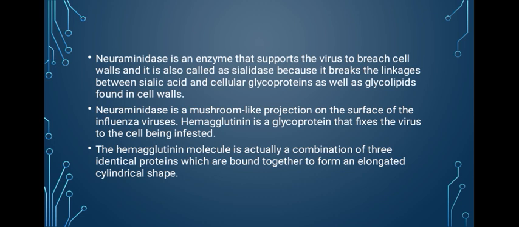Neuraminidase is an enzyme that supports the virus in breaking cell walls, and it is also called sialidase because it breaks the linkages between sialic acid and cellular glycoproteins as well as glycolipids found in cell walls. Neuraminidase is a mushroom-like projection on the surface of the influenza viruses. Hemagglutinin is a glycoprotein that fixes the virus to the cell being infected. The hemagglutinin molecule is actually a combination of three identical proteins which are bound together to form an elongated cylindrical shape.